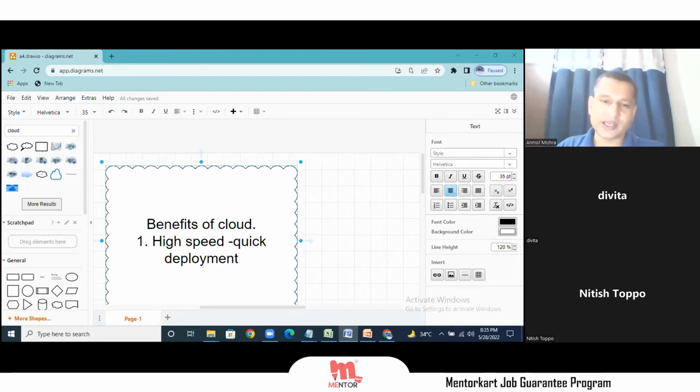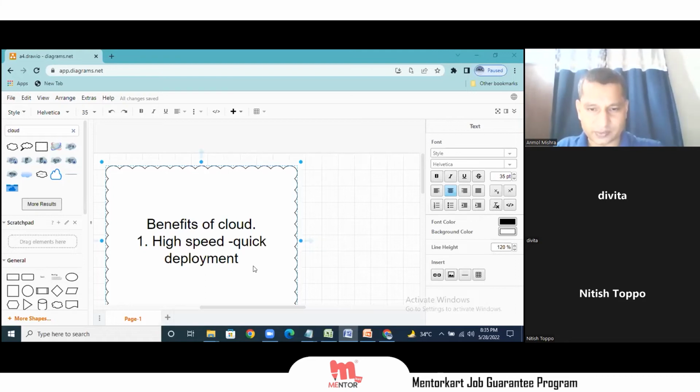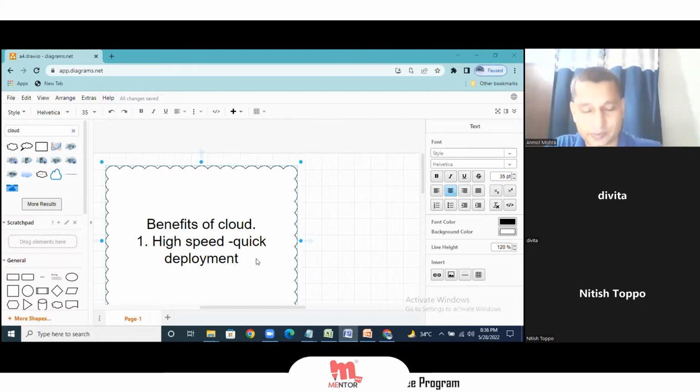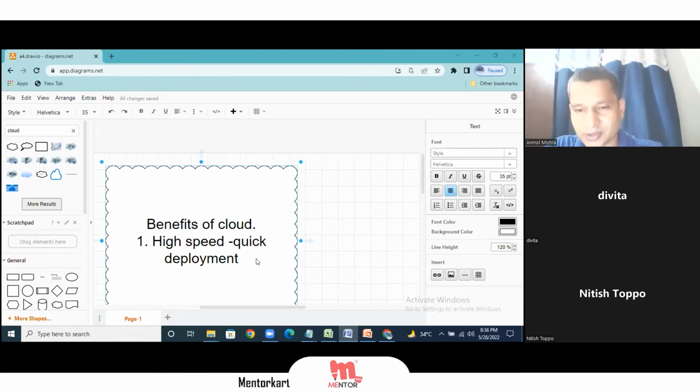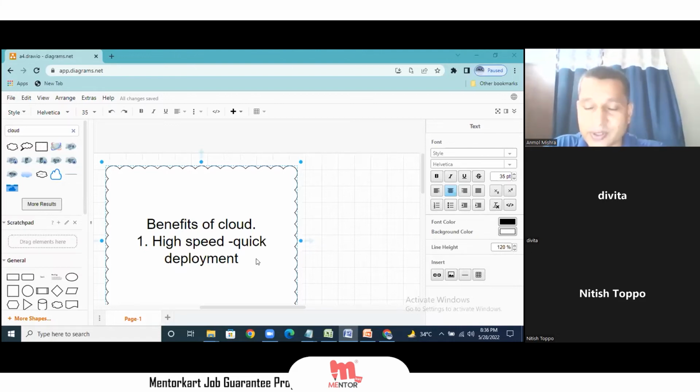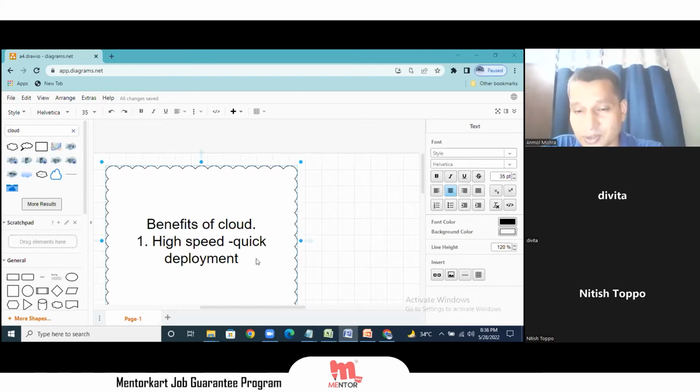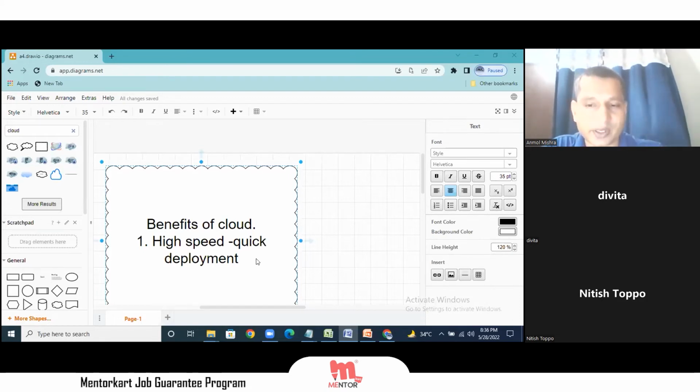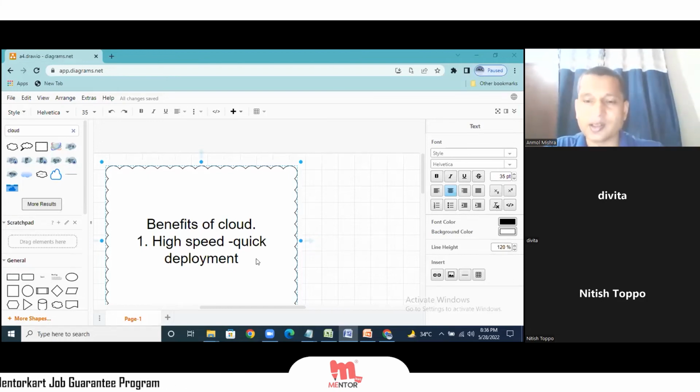So, what is high-speed quick deployment? What is the meaning of this? Creating an instance in real time took too much time, and on cloud it takes a few minutes. Right? That is high-speed quick deployment. We can set up servers quickly as compared to on-premise setup. Yes, very good. This is the correct answer. We can set up the server, the desktop, the network quickly as compared to on-premise setup.